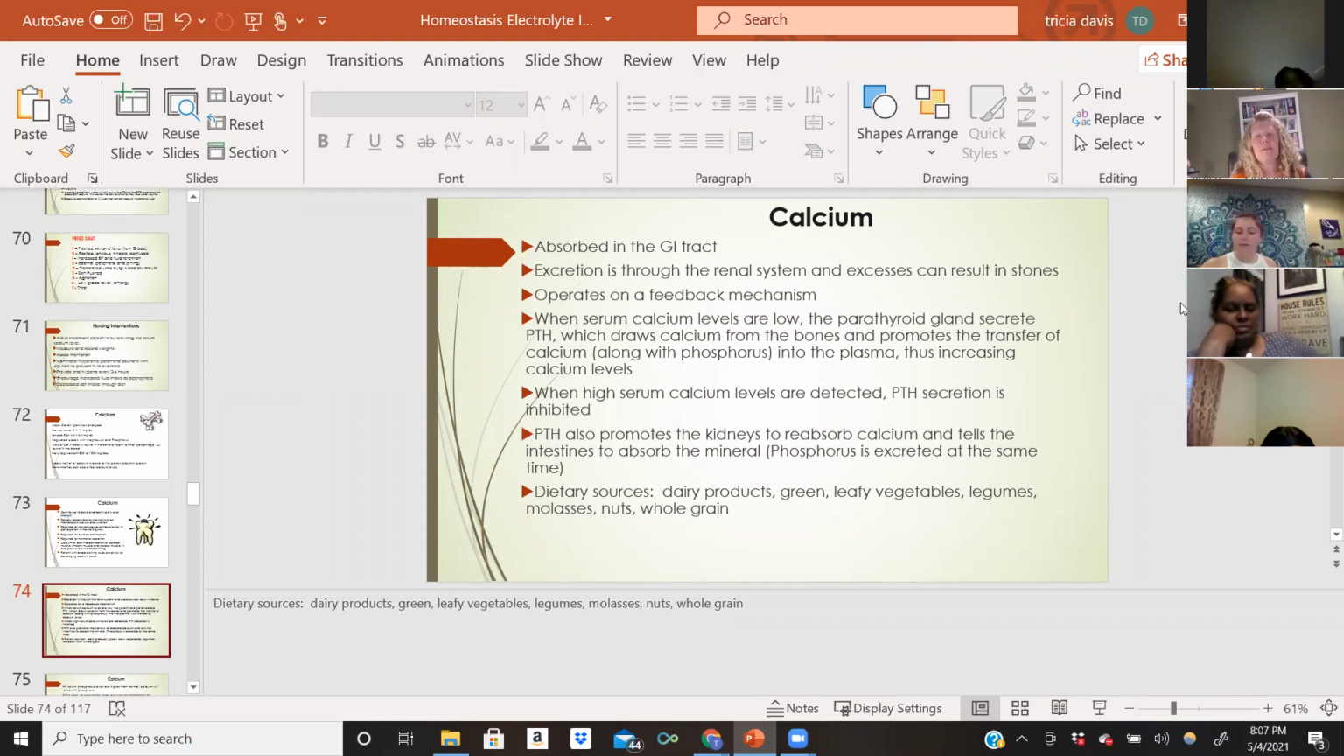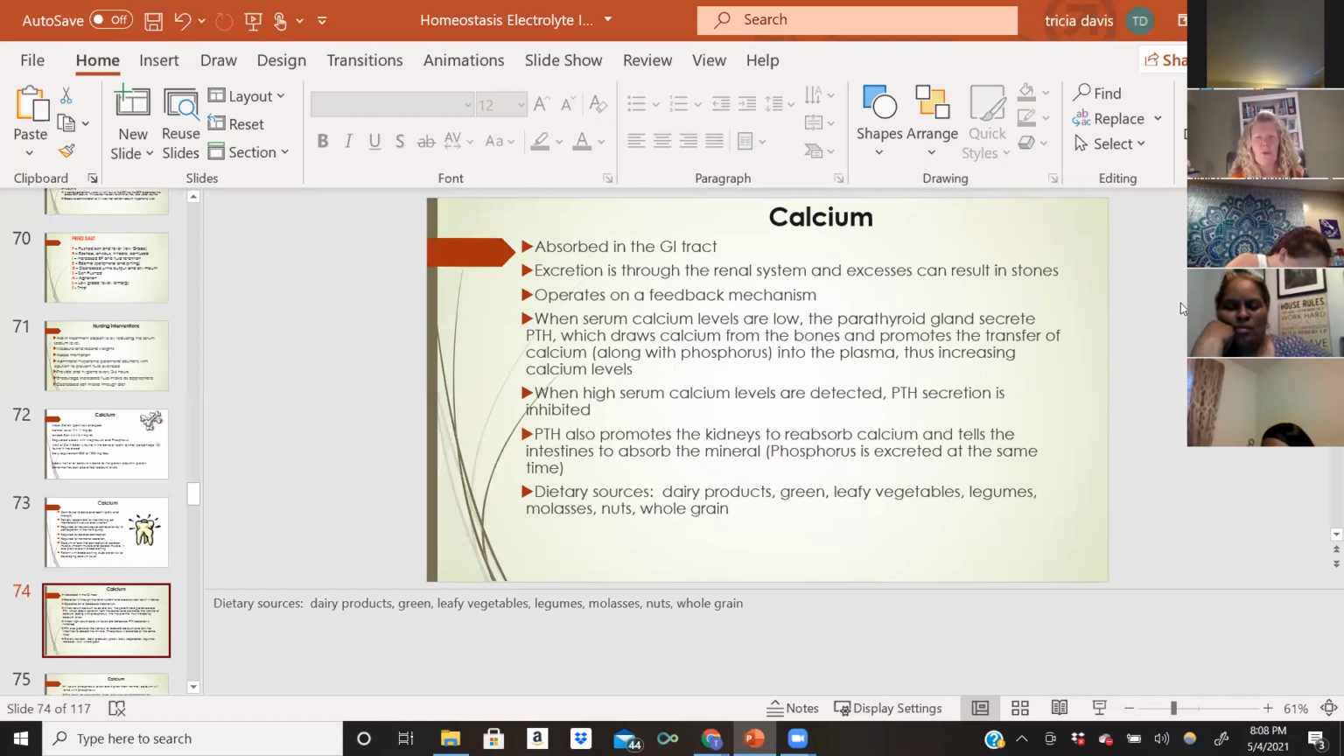So when serum calcium levels are low, our parathyroid gland is going to secrete PTH, which draws calcium from our bones and promotes the transfer of calcium along with phosphorus. It takes phosphorus with it into our plasma, ultimately increasing our calcium levels. When high serum calcium levels are detected, the PTH secretion is going to be inhibited. PTH also promotes the kidneys to reabsorb calcium and tells the intestine to absorb the mineral. Phosphorus is excreted at the same time.